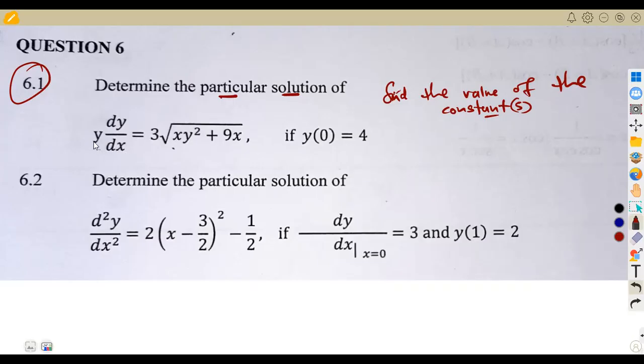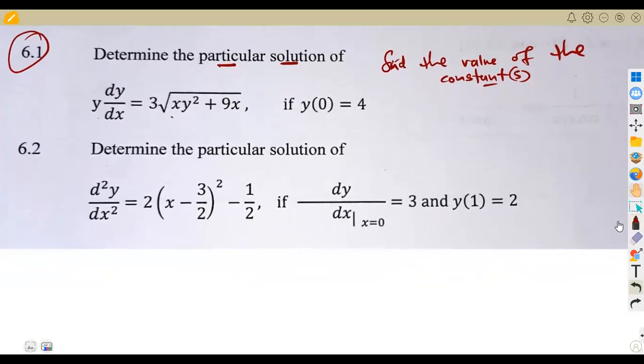Analyzing this, we are given that y dy/dx is equal to 3 square root of x(y squared plus 9), if y(0) is equal to 4. I said in our part on differential equations that this statement means the value of y, which is 4, corresponds to when x is equal to 0, just like f(0) is equal to 4.